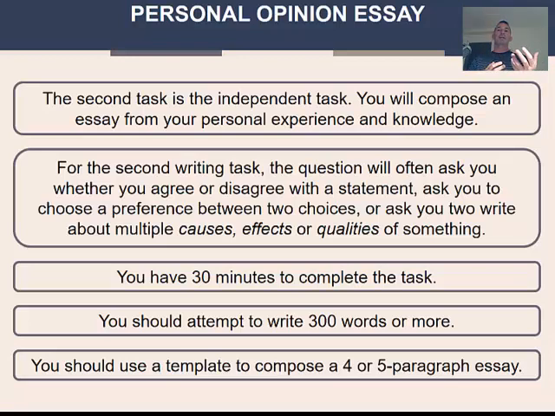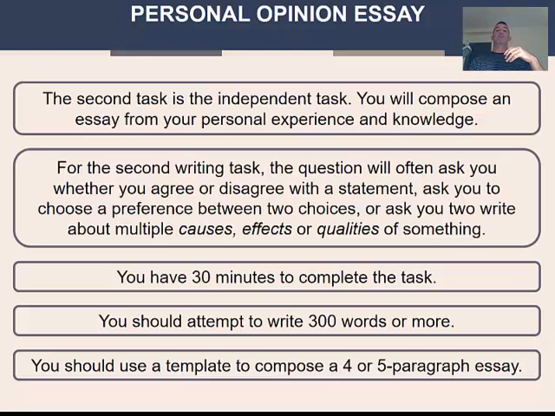So here in the second task, again, there are 3 subtypes. They will either be asked to agree or disagree with the statement. The question will ask the student to choose a preference between 2 choices. So they will say literally, what do you prefer? Or you will be asked to write about multiple things, multiple causes, effects, or qualities. The reason I put those words in italics is that they generally appear as a plural noun, which is an indicator that it is that third, the multiple opinion question type.